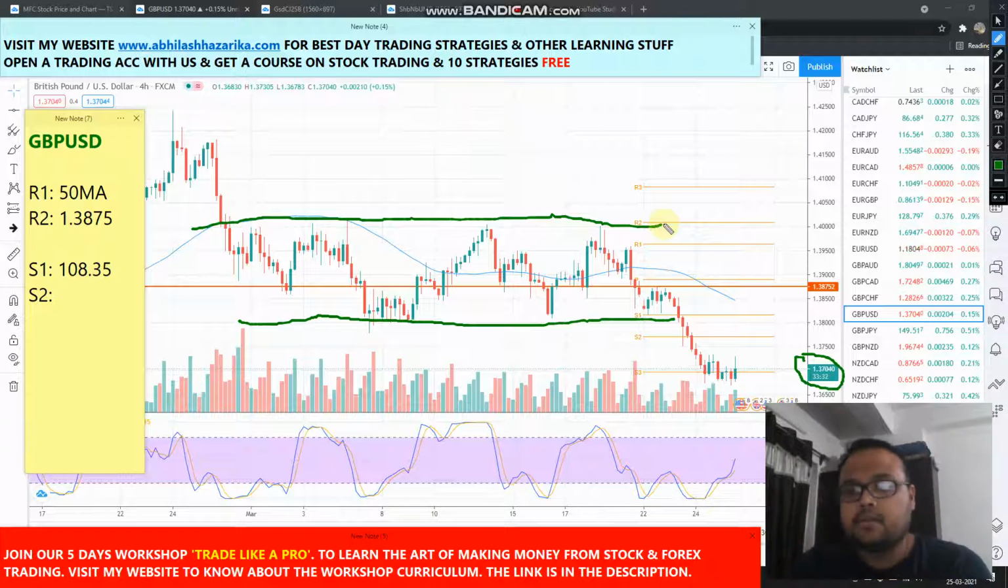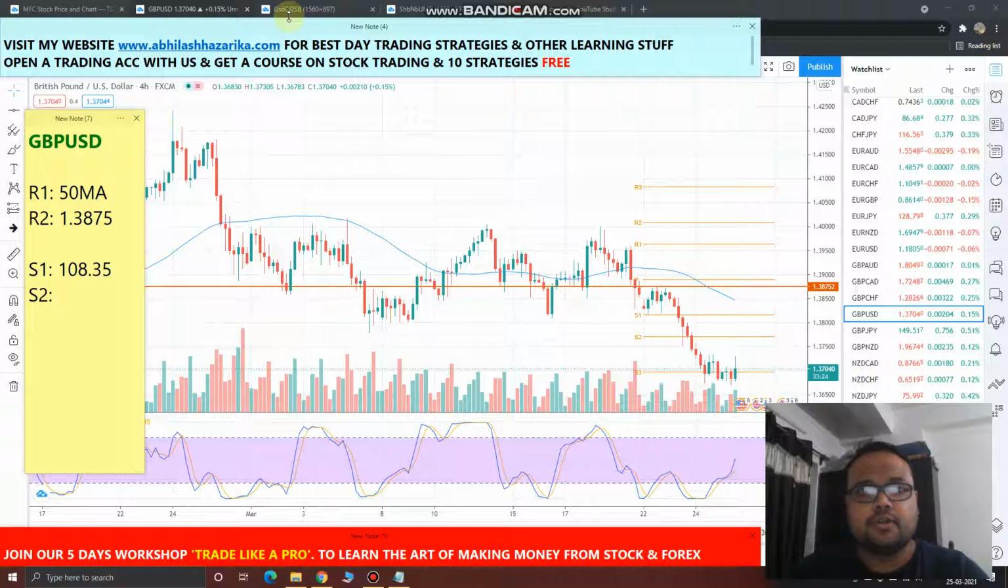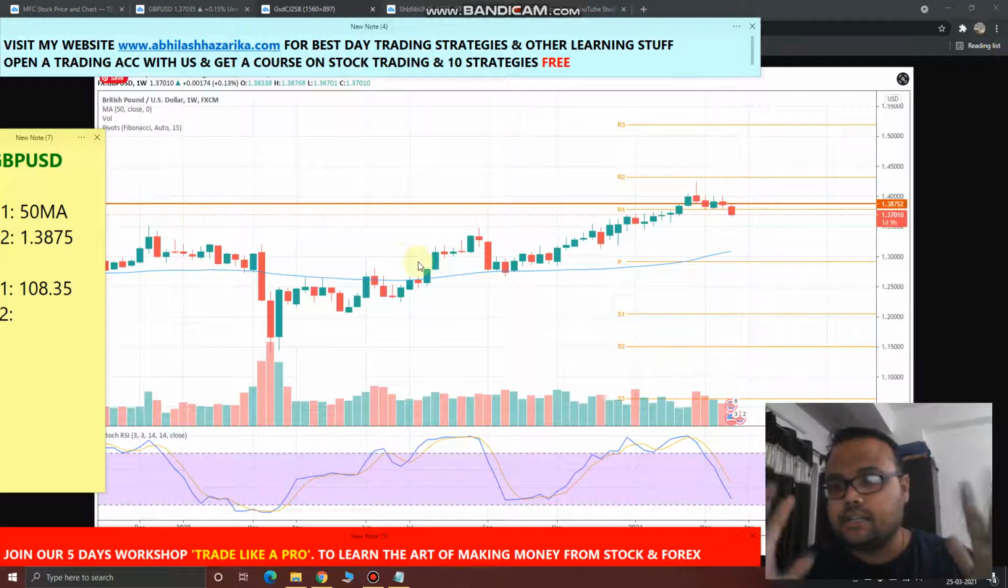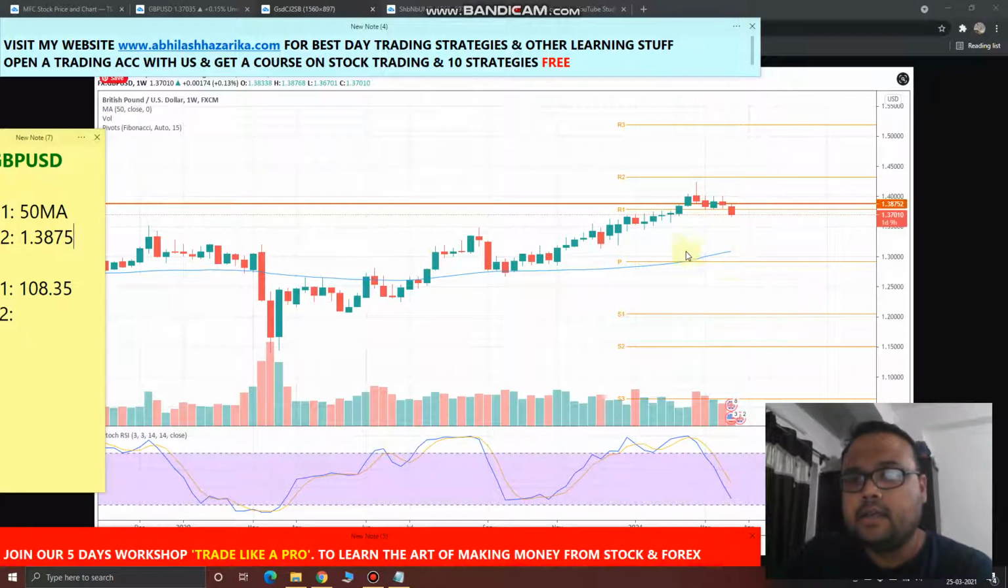So what should you do then? I would like to take you to a few screenshots. This is the British Pound US Dollar chart of 1 week, the weekly chart of GBP USD. In the weekly chart you can see that it has crossed the daily support, and right now it is trading at 1.3701. It has crossed the daily support, which means that it is trading below the daily support.